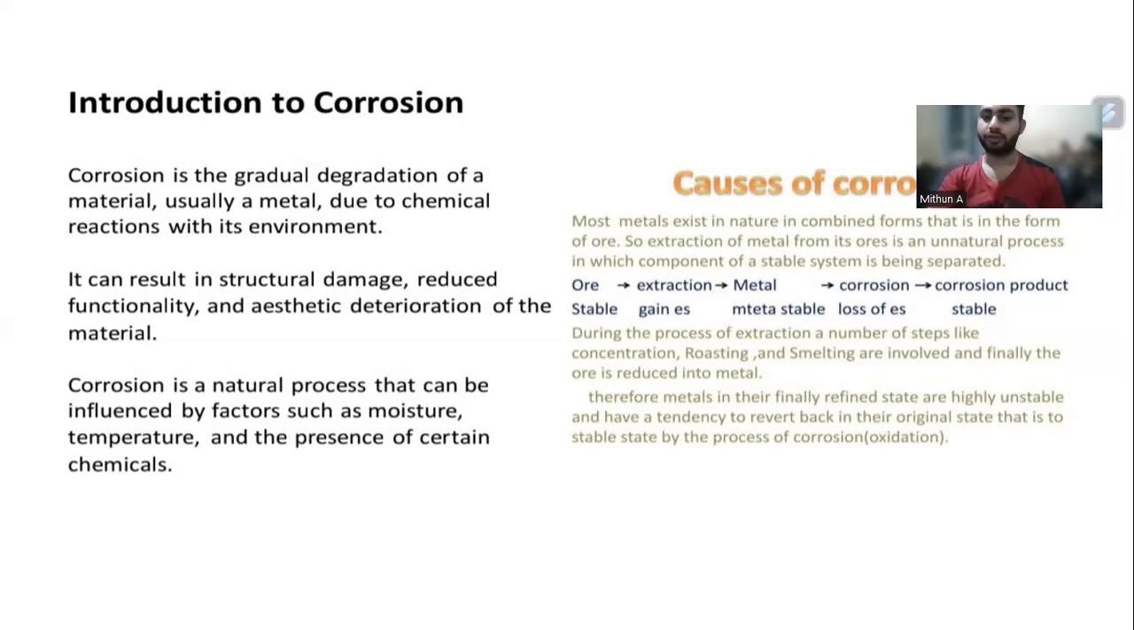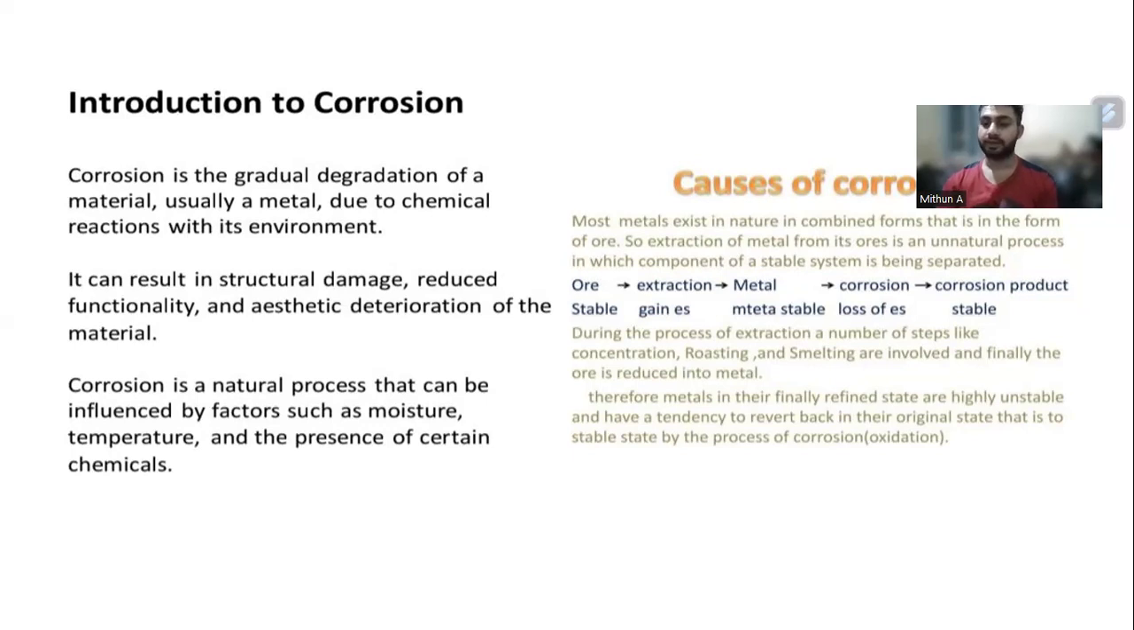The causes of corrosion: most metals exist in nature in combined forms, that is, in the form of ore. The ore is the most stable form. So extraction of the metal from its ore is an unnatural process in which a component of a stable system is being separated. Let's go with the flow chart of how we get the pure metal: ore, extraction, metal, and then the metal goes into corrosion, giving the corrosion product, which is stable, with a loss of electrons.